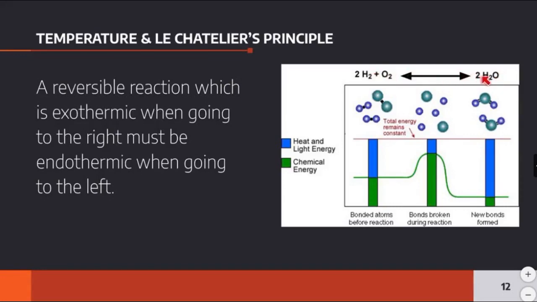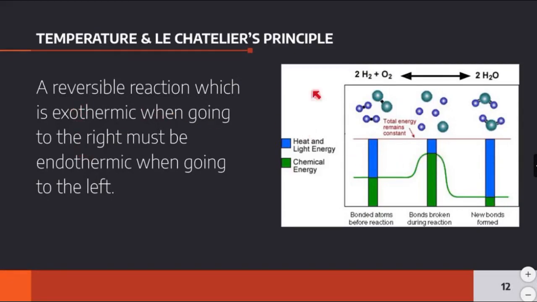reactions. But what if this reaction is reversible? We can go from right to left. Well, if we go from right to left, the chemical energy rises, which means the thermal energy falls, and this reaction is endothermic. So we would say this reaction is exothermic going to the right, but endothermic going to the left.